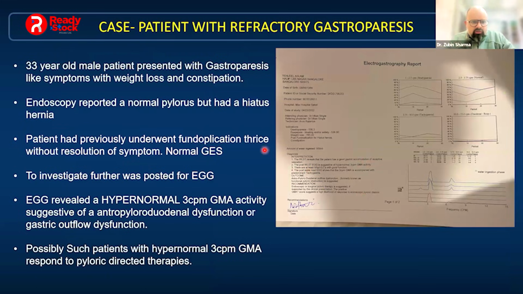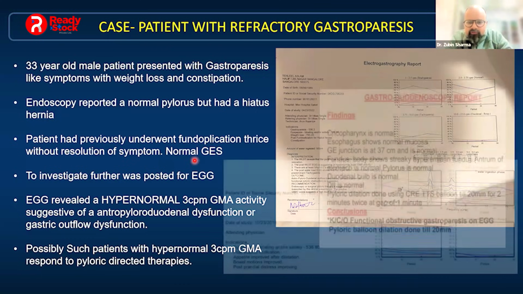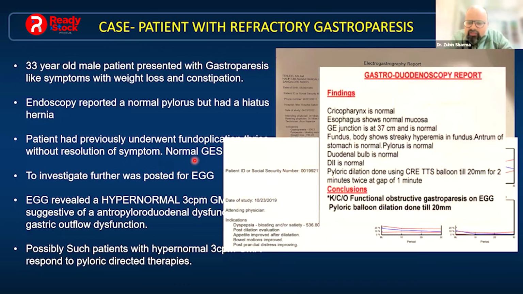This was a patient who was suspected to have gastroparesis. On endoscopy, he was labeled as hiatus hernia. He underwent fundoplication, still had a problem. Gastric emptying study was normal. He underwent EGG. It was called a hypernormal EGG and suggestive of functional enteropyloric duodenal dysfunction, so he was planned for GPOM. They even did a balloon dilatation, and with some relief, he was finally being planned for a GPOM.